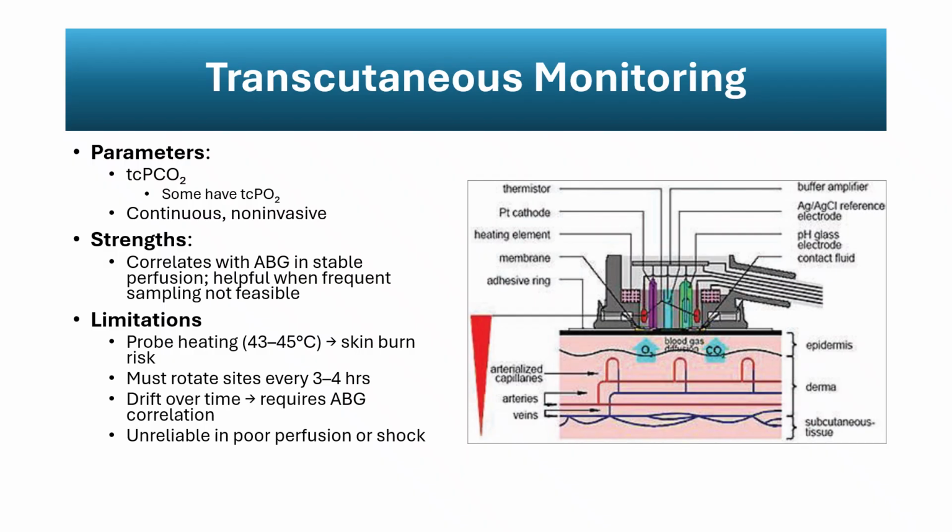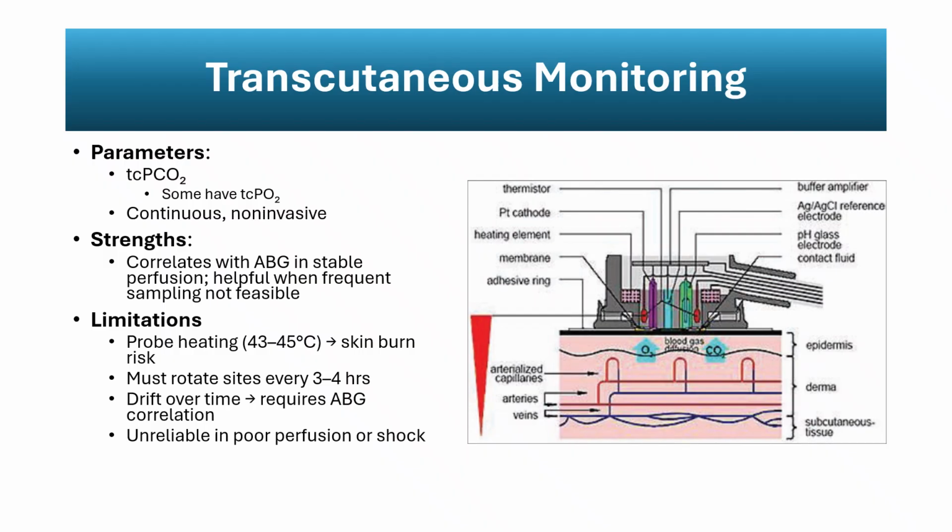Some sensors also measure transcutaneous oxygen, although these values are more variable and require periodic correlation with arterial gases. Transcutaneous monitoring is most useful when frequent blood sampling is undesirable or arterial access is not available. It provides valuable trend data for infants on mechanical ventilation or those with evolving chronic lung disease.